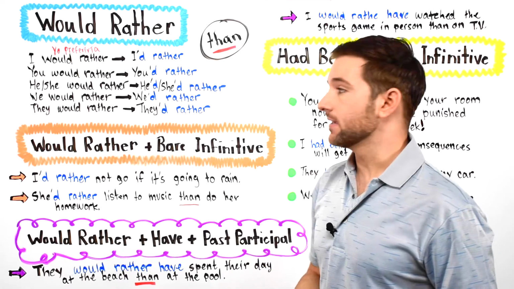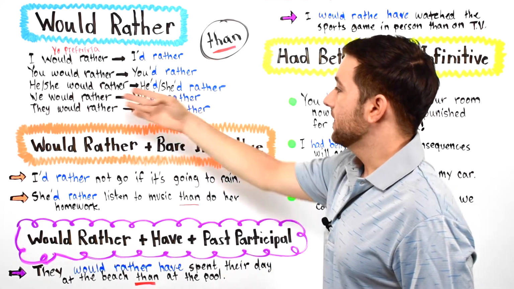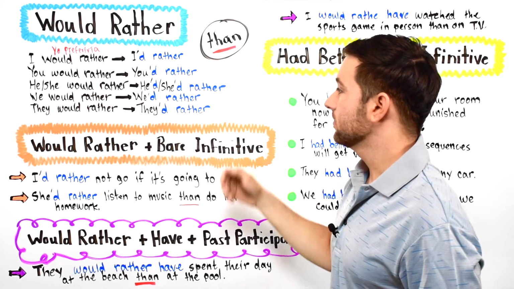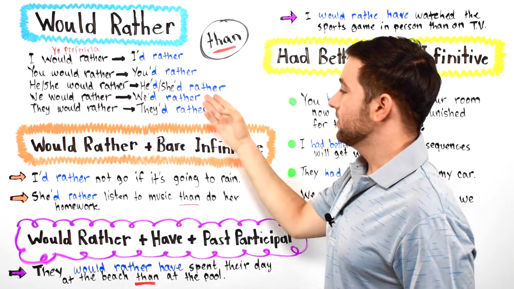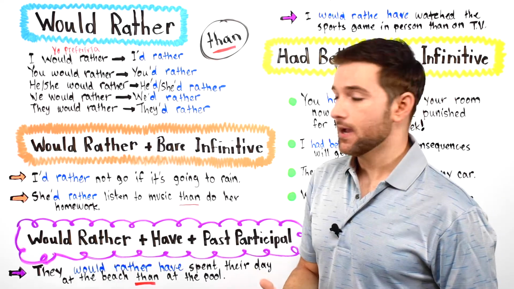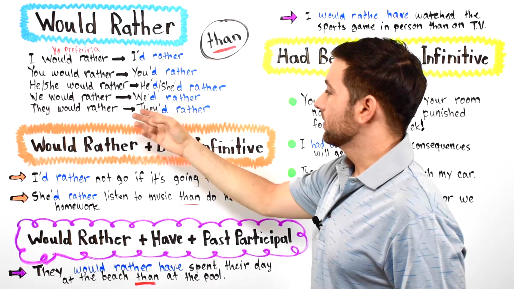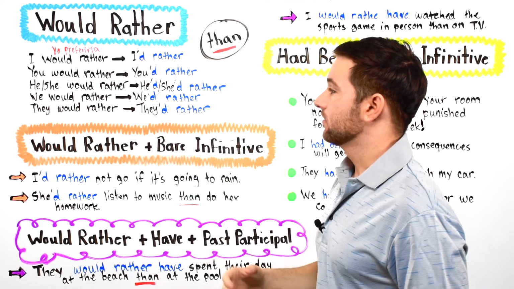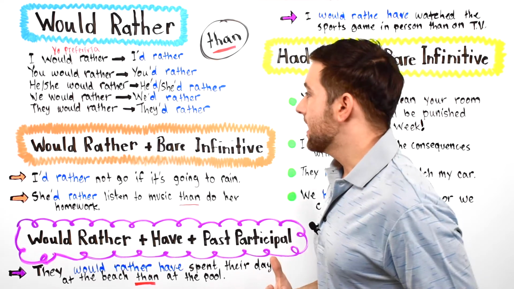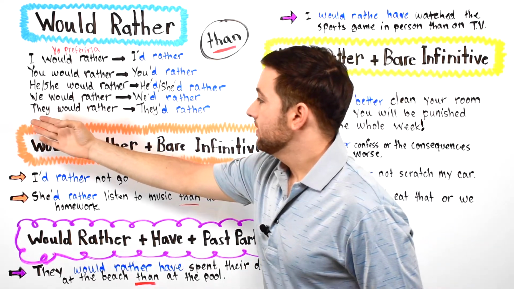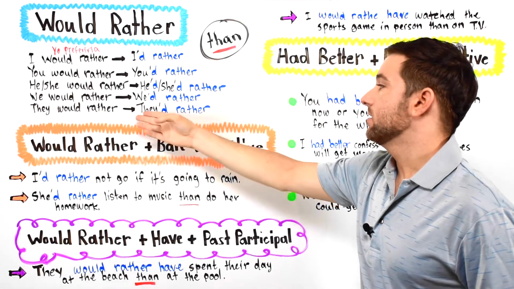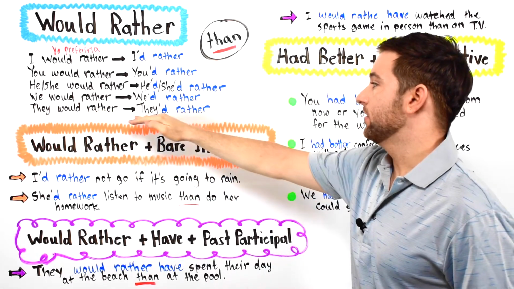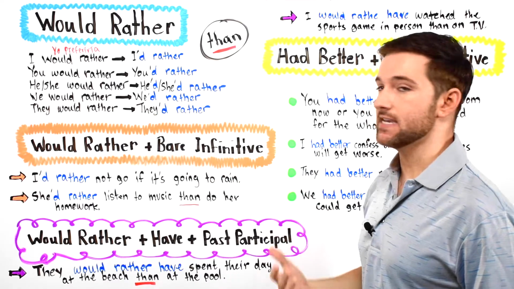Tú preferirías. He would rather, he'd rather, él preferiría. She would rather, she'd rather, ella preferiría. We would rather, we'd rather, nosotros preferiríamos. Y por último tenemos they would rather, they'd rather, ellos preferirían.